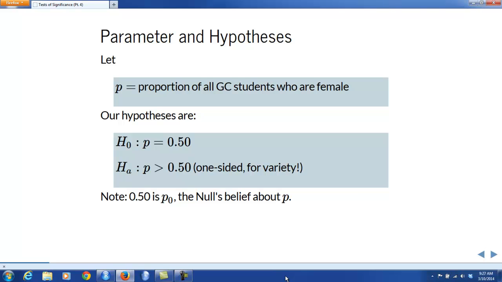Notice this is a one-sided test. Partly we're doing this just for variety, but also data in past years has shown that Georgetown College has had a majority of female students. So in order to incorporate this data-driven knowledge, we can use a one-sided test for the current year's data. Note also the notation P0 will be the null's belief about the value of P. So in this test, P0 has the value 0.50.